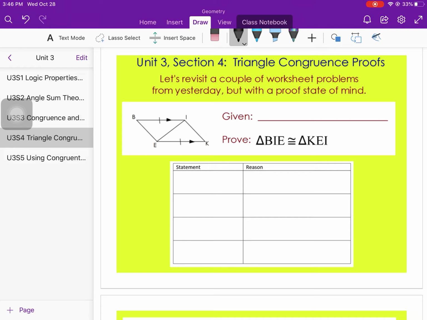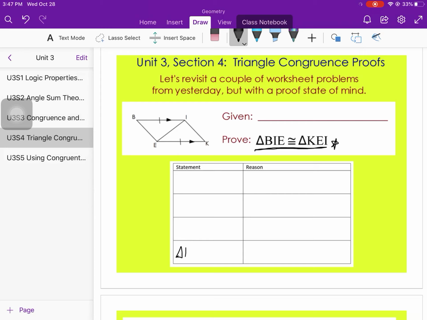Now, this is what is called a 2-column proof. We have our statements, and then we have our reason. A statement is going to look something like this right here. This is where you are comparing things, usually in an equation or some sort of congruence statement like what we have there. And the proof statement is always going to be the last part.